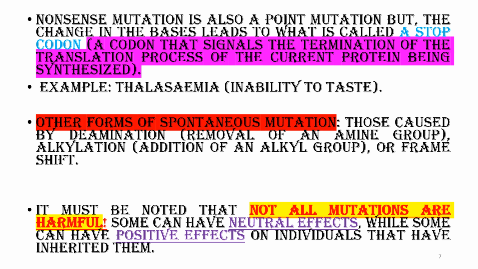Now, it must be noted that not all mutations are harmful. In fact, some of the developments that happen in animals and plants are as a result of mutation. Animals mutate when faced with certain environmental or natural conditions that are harmful to them. They'll mutate to a form that will ensure their survival. However, some mutations can be dangerous. When mutation occurs, it can have a neutral effect or it can have positive effects on individuals that will inherit the mutated genes.